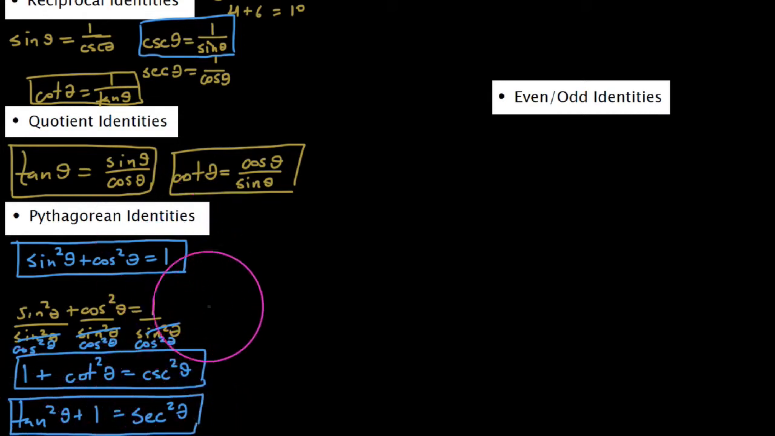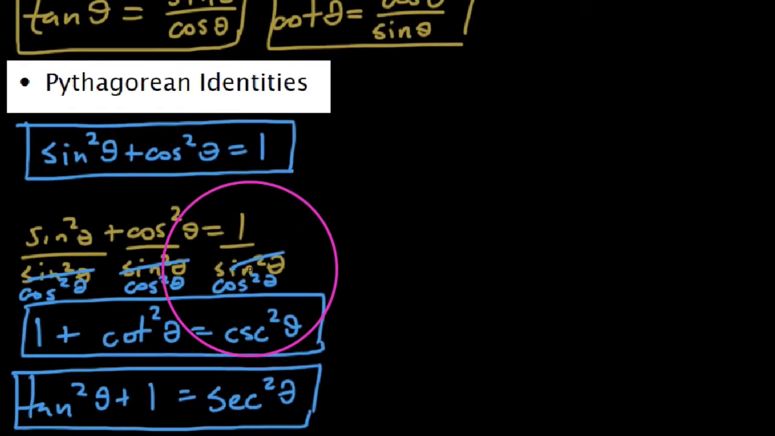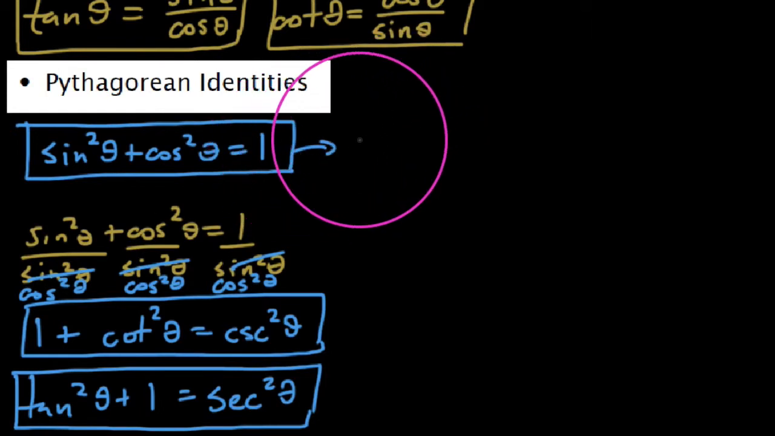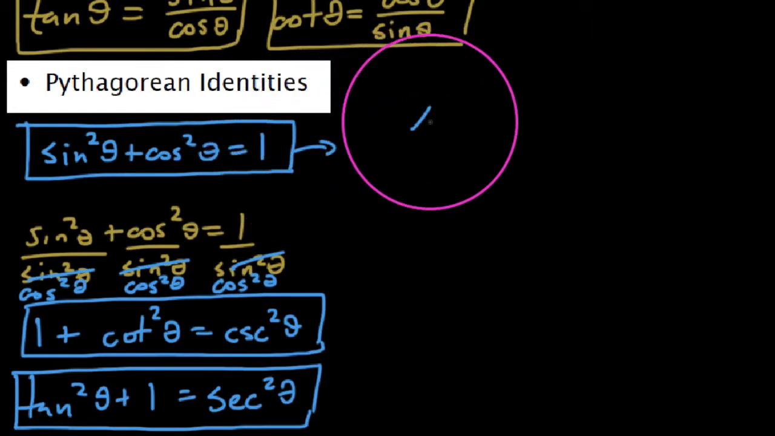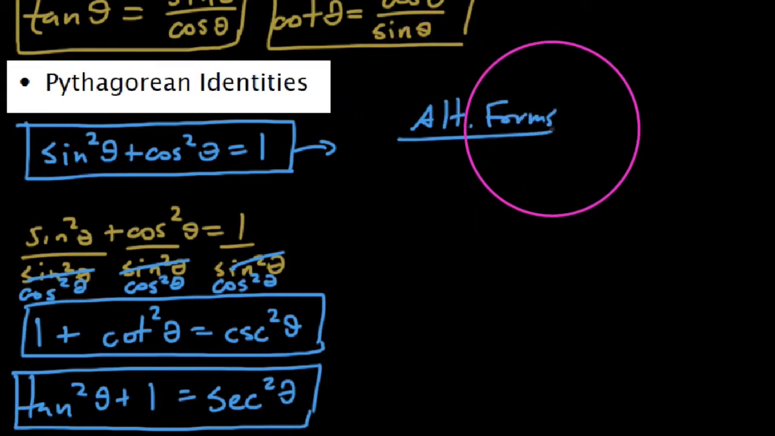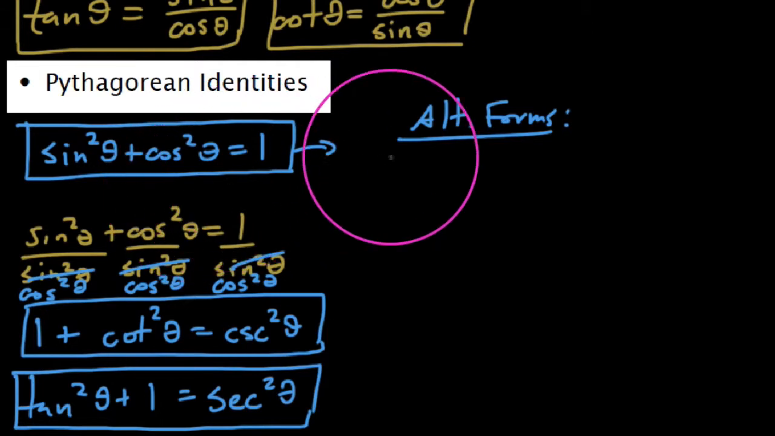Okay, so while I'm talking about these three Pythagorean identities down here that we want to have in our back pockets all the time, what we're going to do is twist this top identity around quite a few ways. So the alternate forms, I'm going to write the alt forms of the basic trig identity here, or sorry, Pythagorean identity, is going to be this.